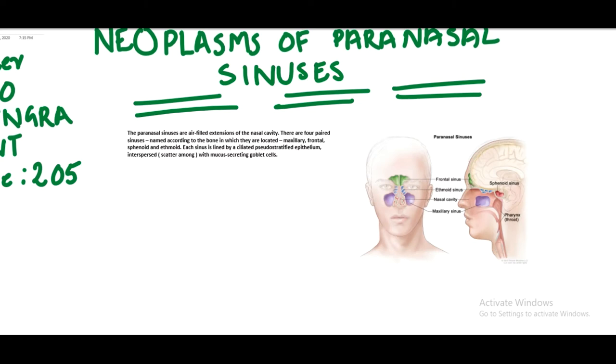The paranasal sinuses are air-filled extensions of the nasal cavity. There are four paired sinuses named according to the bone in which they are located: maxillary, frontal, sphenoid and ethmoid. Each sinus is lined by ciliated pseudostratified epithelium, scattered with mucus secreting goblet cells. You can see in this picture the frontal sinus, ethmoid sinus, maxillary sinus and sphenoidal sinus.